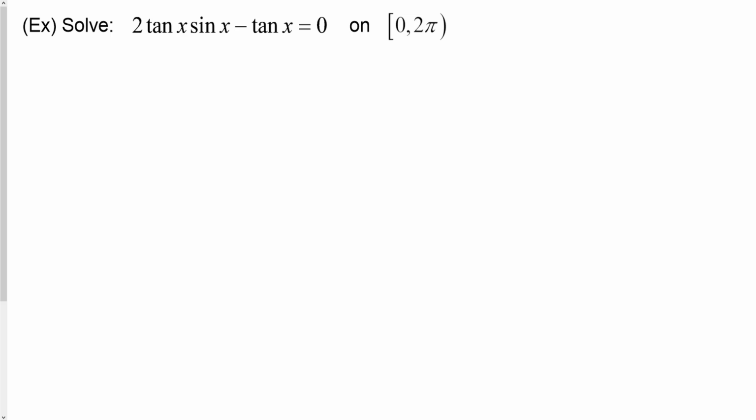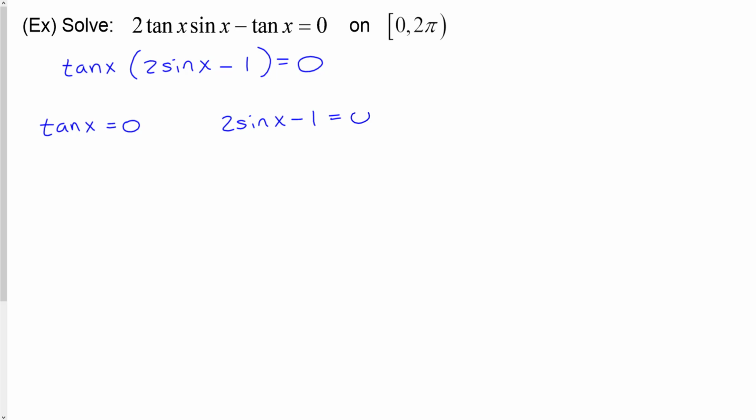Next up, solve 2 tangent x sine x minus tangent x equals 0 on the interval from 0 to 2 pi. So to do this, I would notice first that there's a common factor of tangent in both terms. So factor out the tangent, and that will leave you with this. Tangent x times the quantity 2 sine x minus 1 equals 0. Now, that means that tangent of x is equal to 0, or 2 sine x minus 1 is equal to 0. So let me solve.